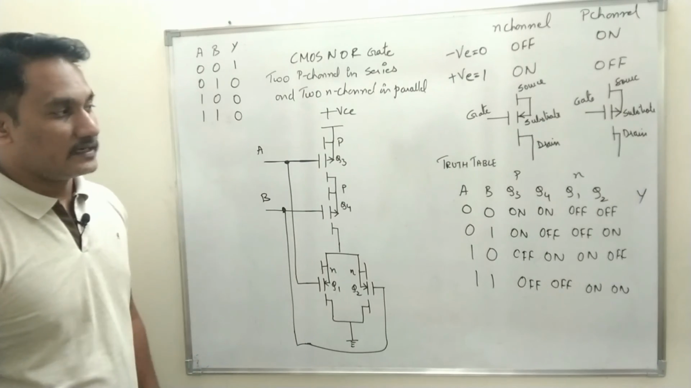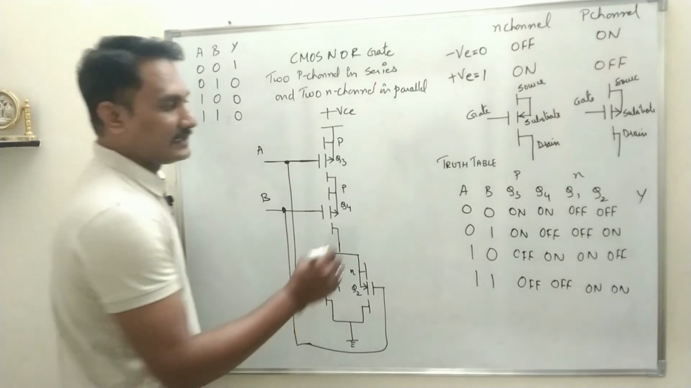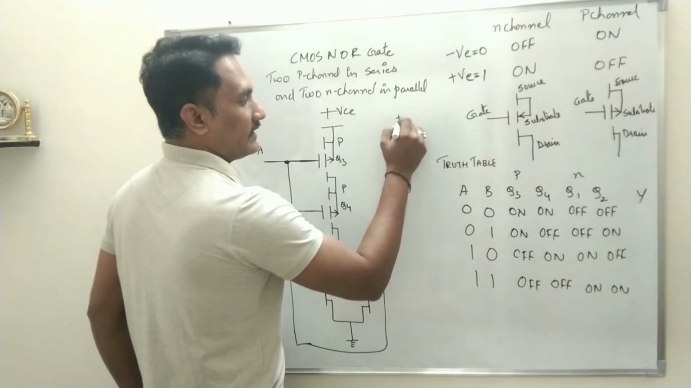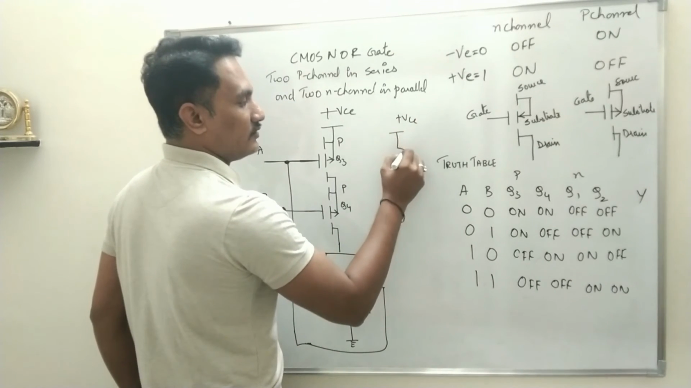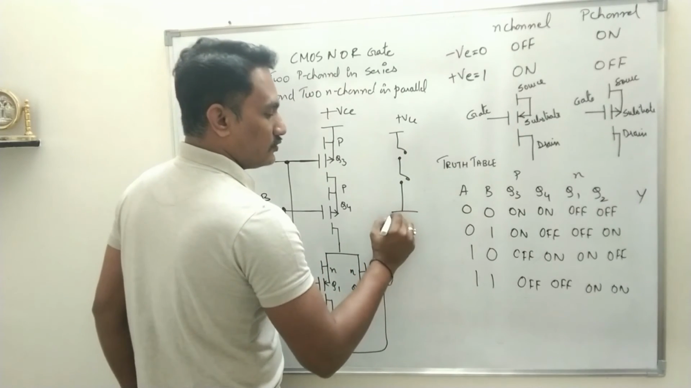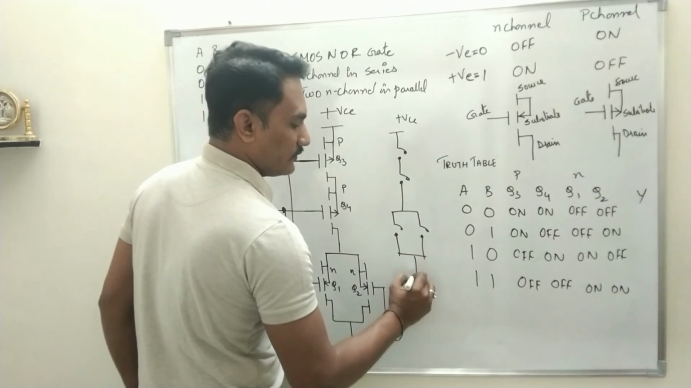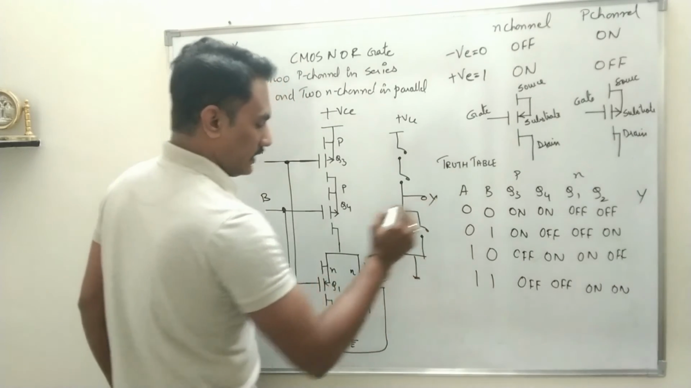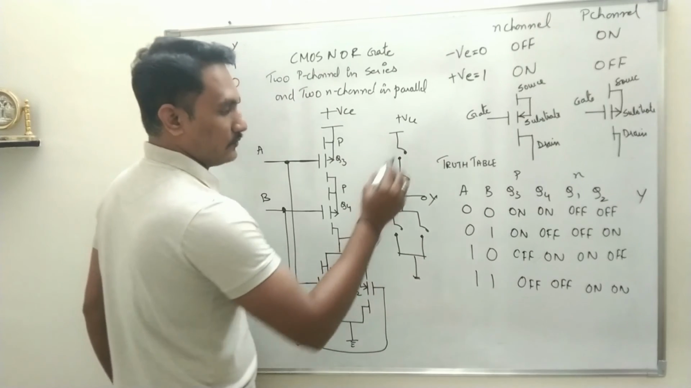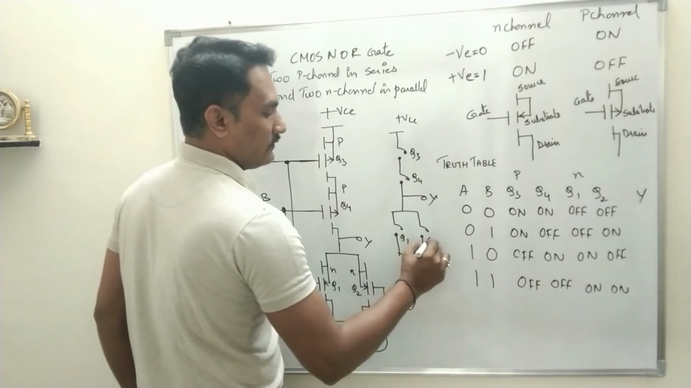Let us now try to understand, using the truth table, the operation of this circuit. Again, as I said, I will draw a simplified diagram so that you can understand. 2 switches connected in series and then 2 switches connected in parallel between the positive terminal and ground. Output will be taken between these two. So this is Q3, Q4, Q1, Q2.